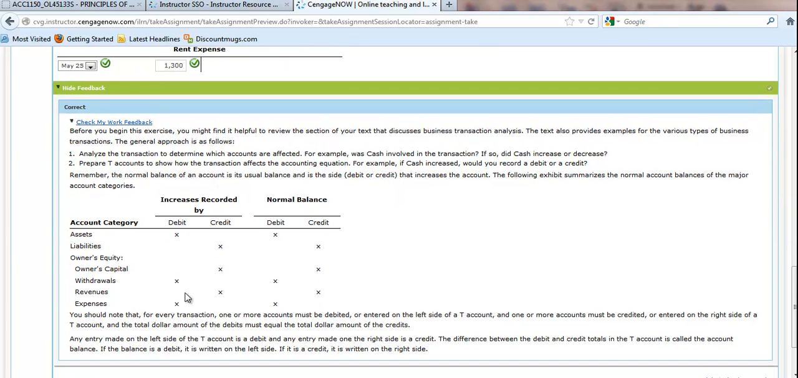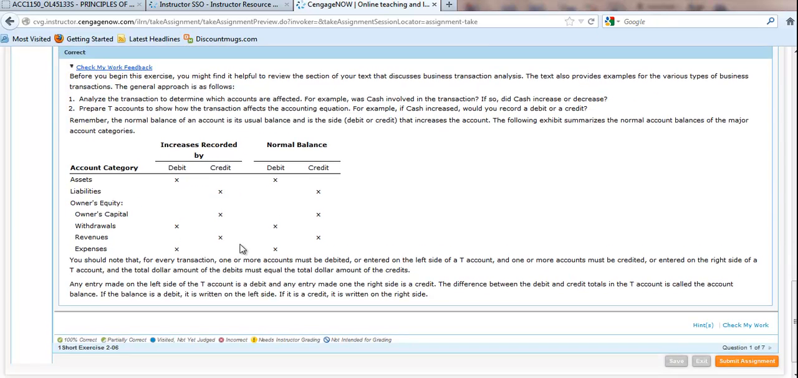And then this is always good. Hopefully you found the printouts in Angel that you could print out that helps you talk about how the accounts increase and how accounts decrease.